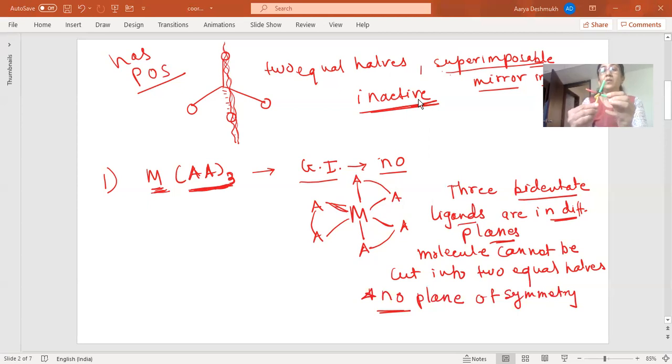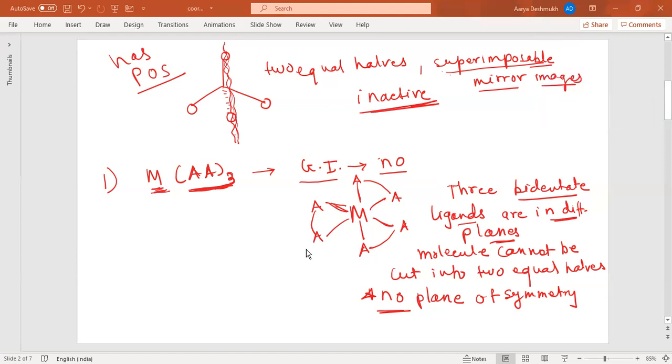Now about this green one. They are exactly perpendicular to one another. So it means that all these six ligands do not lie in one plane. And that is why this molecule cannot be cut into two equal halves. It means that it doesn't have a plane of symmetry. So it has not got a plane of symmetry.